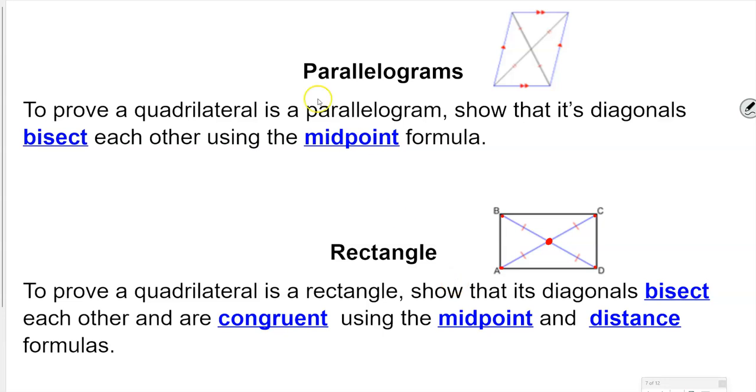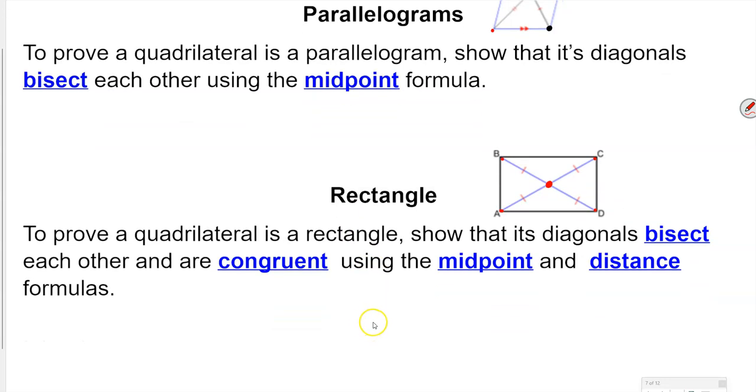Okay, so the next thing we're going to talk about are different shapes. So parallelogram, to prove a quadrilateral is a parallelogram, we show that its diagonals bisect each other using the midpoint formula. So what does that mean? That means that I take this point and find their midpoint, which would be there. And then I take this point down here and this point up there and find their midpoint, and the midpoint should be the same. Okay?